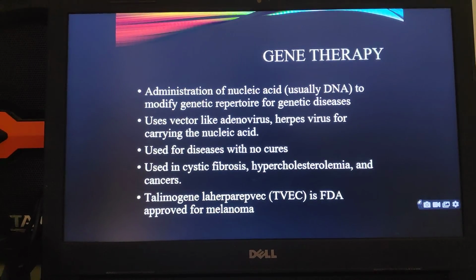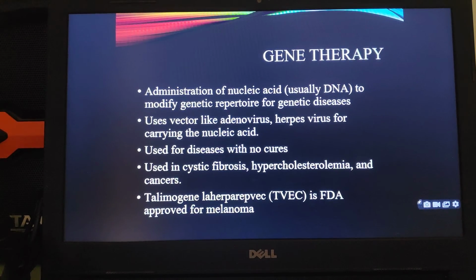Lastly, coming to gene therapy. Gene therapy is also a very recent development in the field of pharmacology, where nucleic acid, which is normally DNA, is administered for various genetic disorders. And these nucleic acids are transferred through vectors, which are viruses like adenovirus or herpes virus, for carrying the nucleic acid.